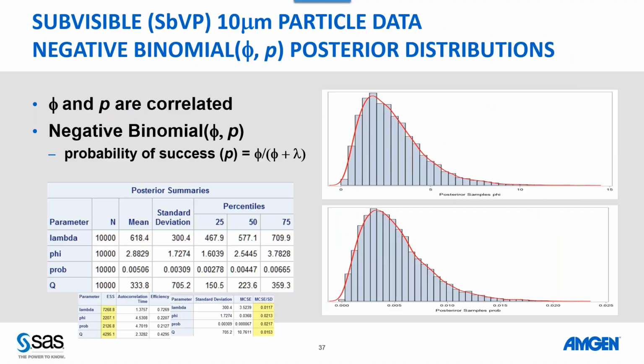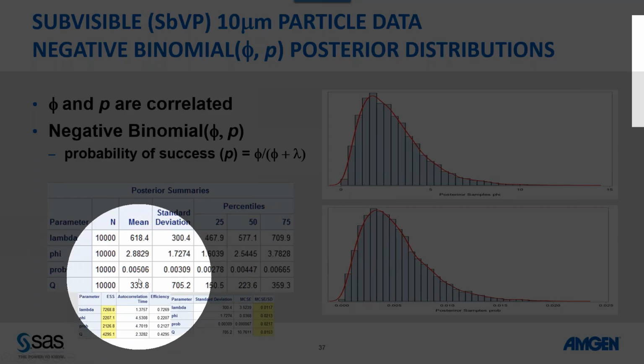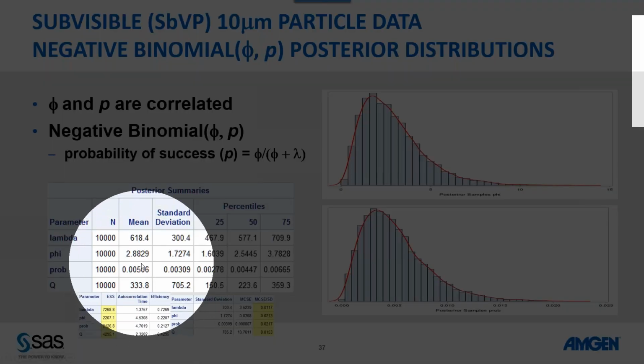These are the posterior distributions for phi and p, and they're correlated, and we'll show you that. Again, that's negative binomial, and p is the probability of success, which is written as 5 over 5 plus lambda, and these are the parameter estimates. For overdispersion, the estimate of q is 334. That's far, far away from 1, so we do have overdispersion. The other thing to notice is that the probability here is so small.